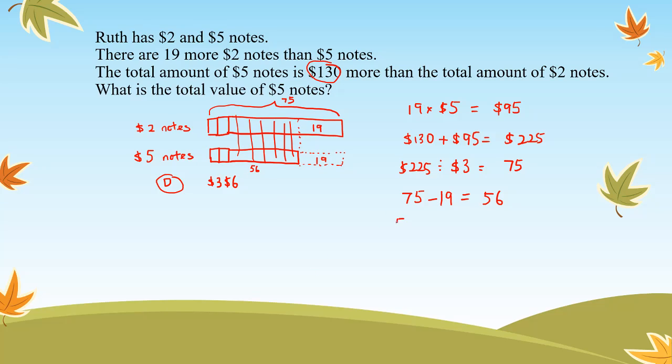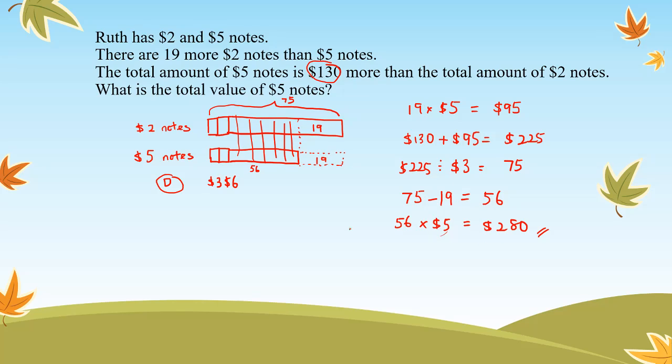Okay, so 56 times $5 will give us $280. Now this is our answer: the total value of $5 notes. 56 is the number of notes, $5 is the value, so 56 times 5 will give you 280.